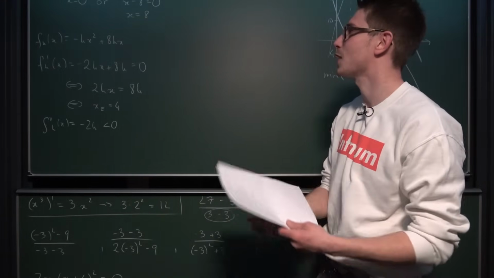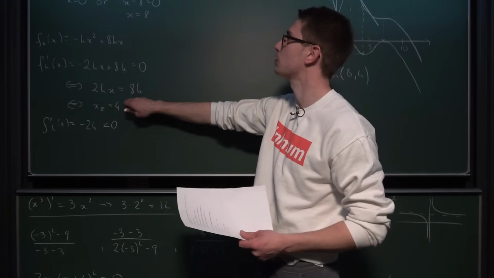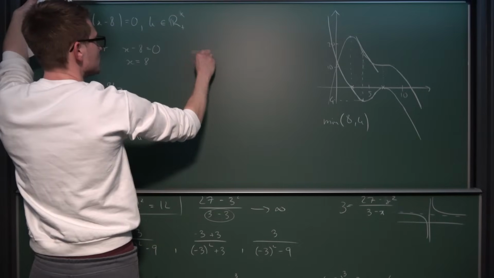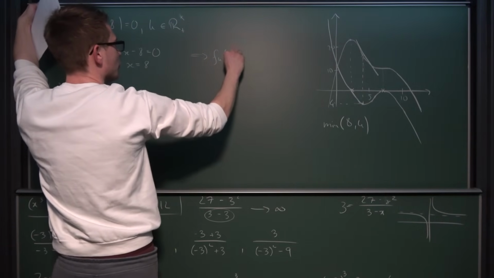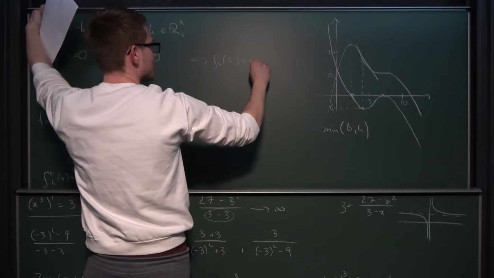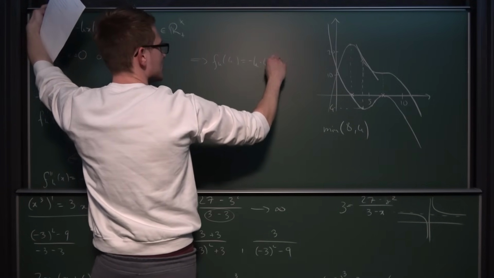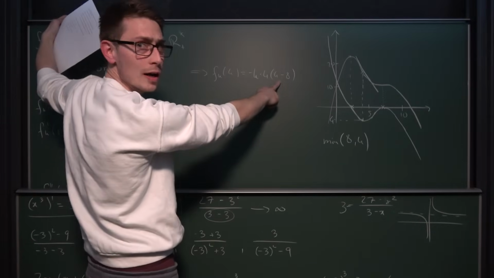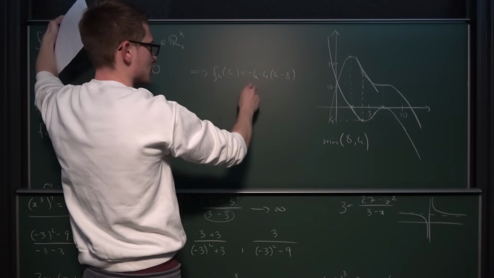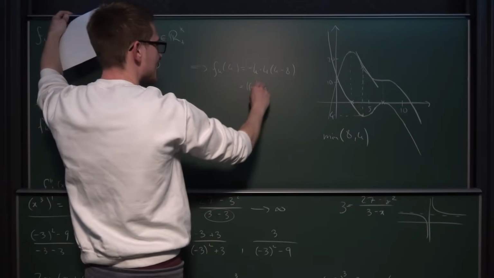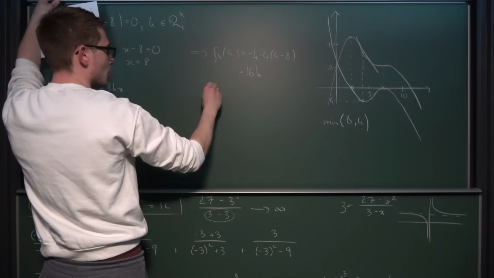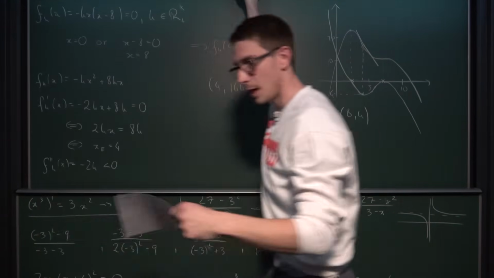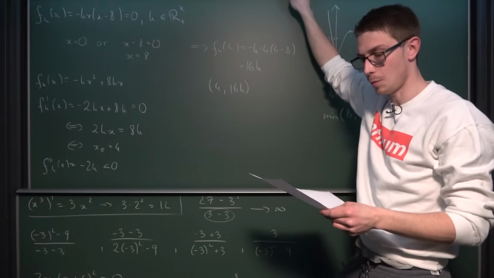Now, last thing to do is to find out the y value, and we do this by plugging 4 into our original equation that we got up here, meaning f_k of 4 is going to be negative k times 4 times 4 minus 8. 4 minus 8 is negative 4. Negative and negative is positive. 4 times 4 is 16, so 16k, meaning our extreme point is going to be at (4, 16k). And this is what we had to show.